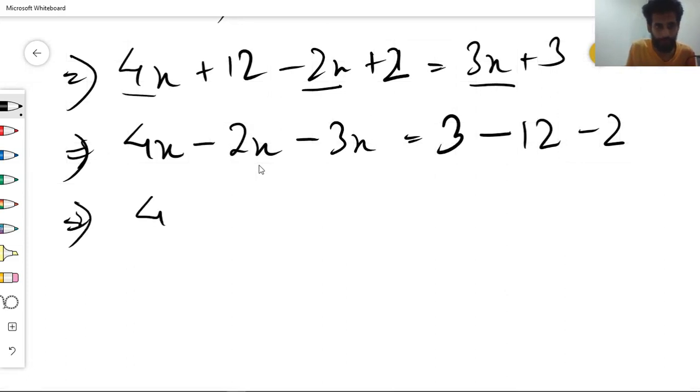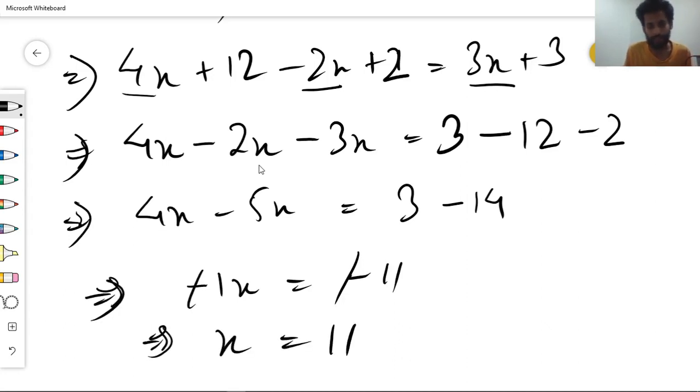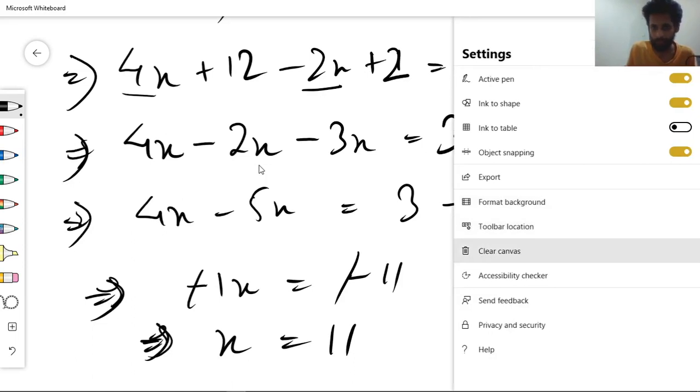So this implies 4x minus 5x is equal to 3 minus 14. Plus minus is minus, so the result will be minus 1x, because the bigger one has the minus sign. Then on this side, 3 minus 14 is minus 11, so this cancels and x is equal to 11. 1x means x, okay.